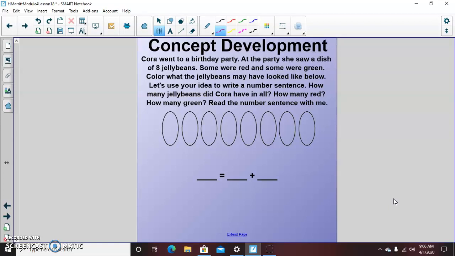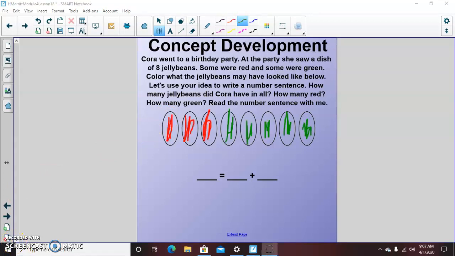So, our story says, Cora went to a birthday party. At the party, she saw a dish of 8 jelly beans. So, all that we know is there are 8 jelly beans. Some were red and some were green. Okay? So, some were red and some were green. I'm going to color in some red and some green, and I would like you to match the picture to a number sentence. So I'm going to color them in, and you're going to write a number sentence about the picture.